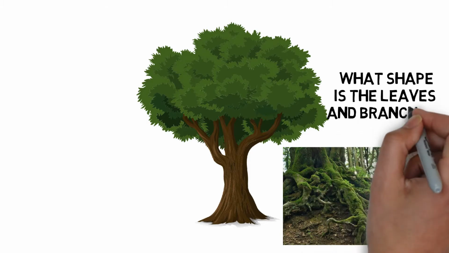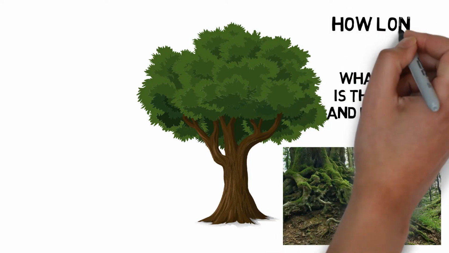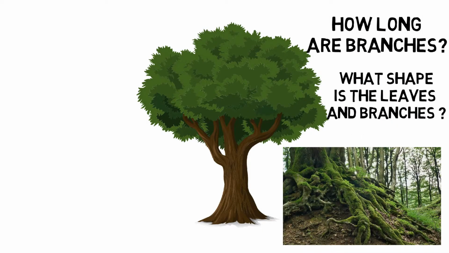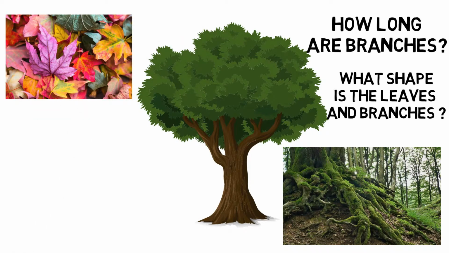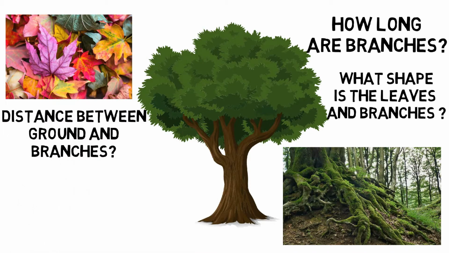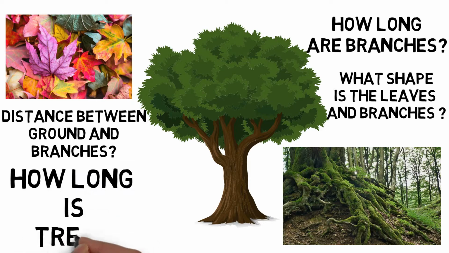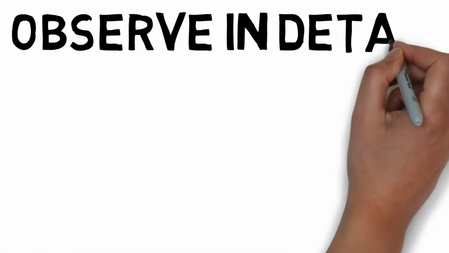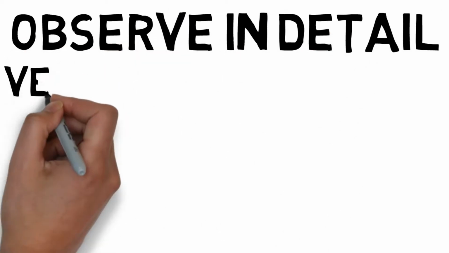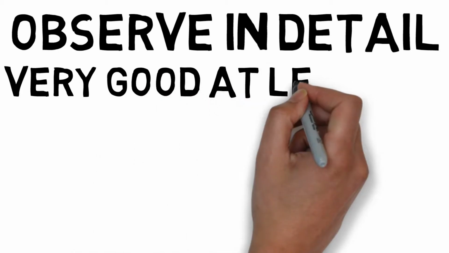What shape are the leaves and branches? How long are the branches? How many colors of leaves are there on the branches? At what distance from the ground have the branches grown? And how long is the tree? It means he observed everything in detail, and that is why Da Vinci was very good at learning.